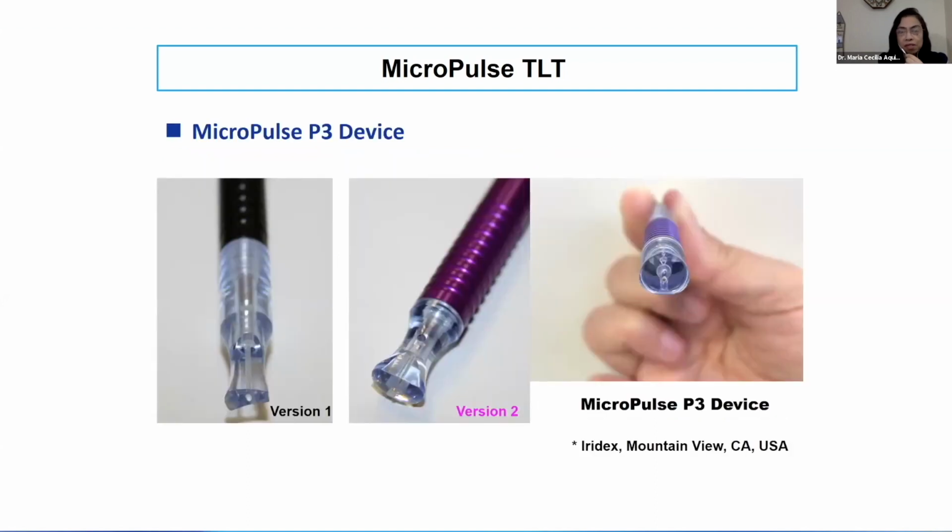Now, in order to deliver the energy, we need a customized probe, and this probe was invented and validated by the group of Professor Paul Chu in Singapore. As you can see from this slide, we had the initial version, then the second version, and then it evolved to the currently commercially available MicroPulse P3 device.